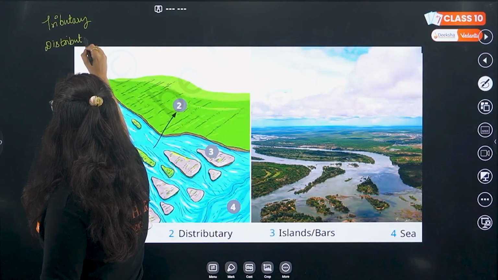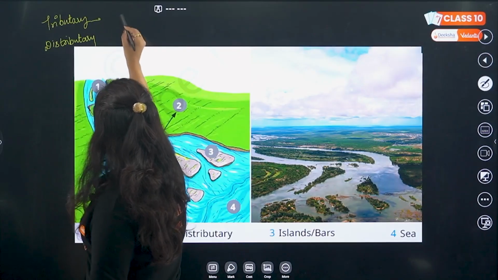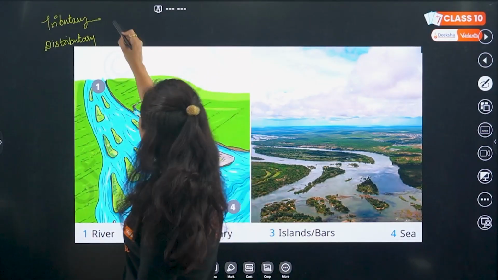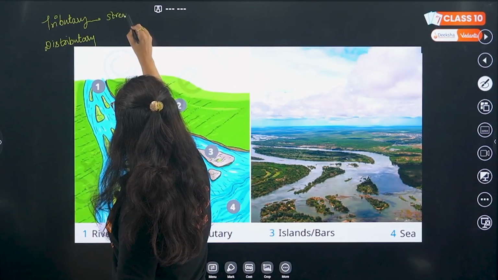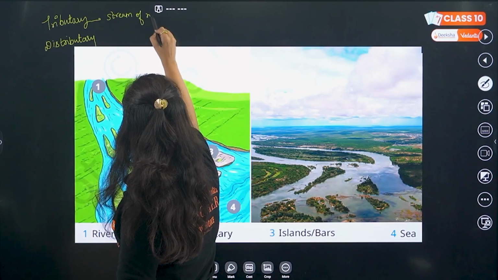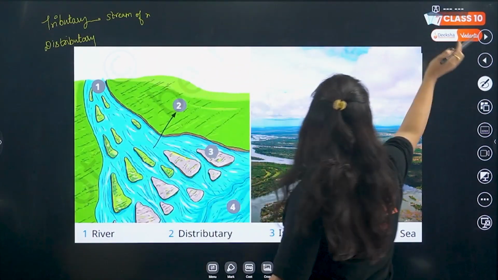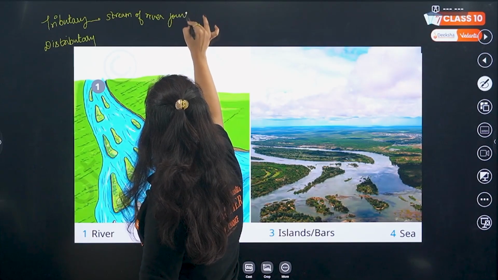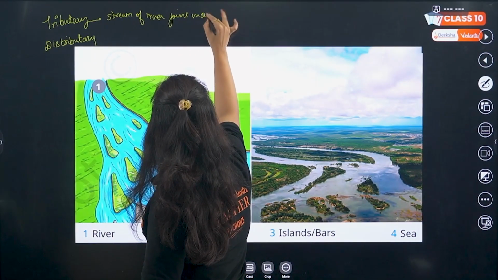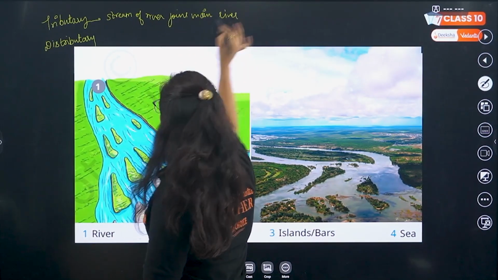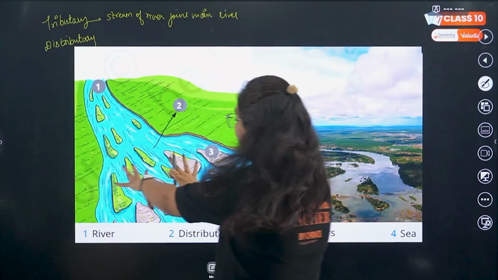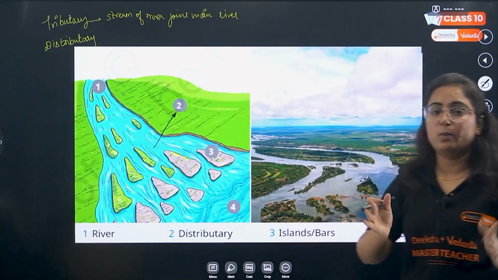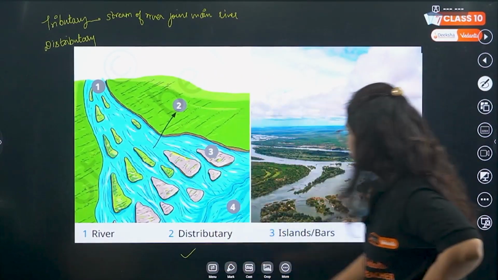What is the difference between the two? Whenever a stream of a river joins the main river, this is known as a tributary. But whenever from the main river the streams get diverted, this is known as distributary.